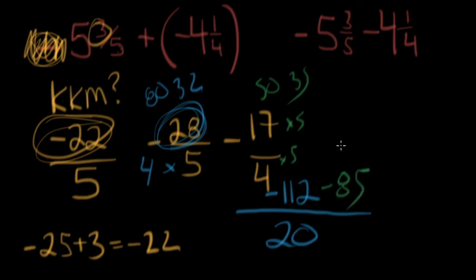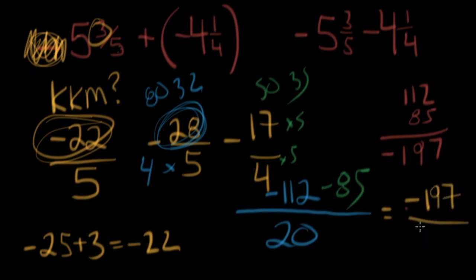And then we have to add these two together. So you have to add them together because they're both negatives. And I get 197. So my final answer in very nice gold color would be negative 197 over 20. Whew! There you go.